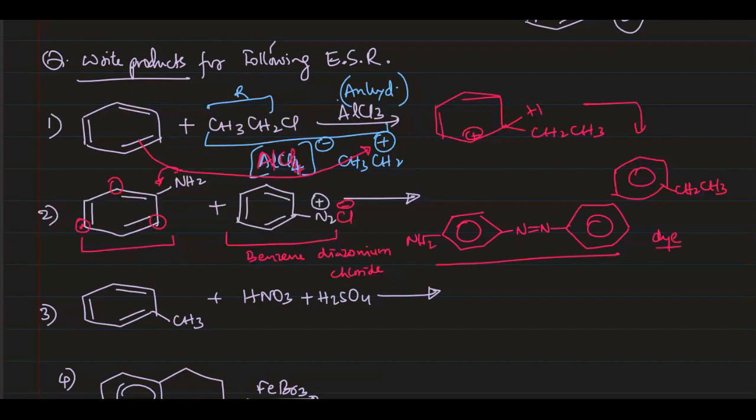Dye means it has a color. It's an orange dye, about which you will learn later. Next question. In the previous one, the electrophile is this benzene diazonium ion. You should know that, and it's going to attack at the fourth position because of the plus R effect of NH2.